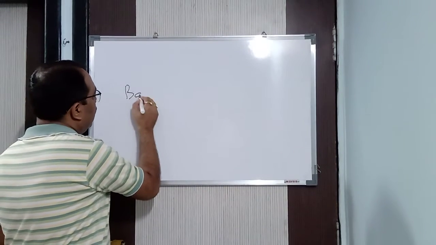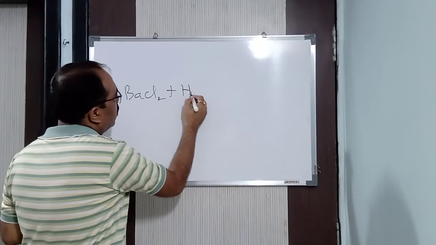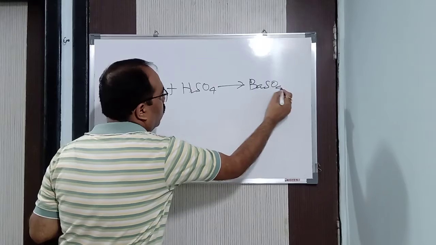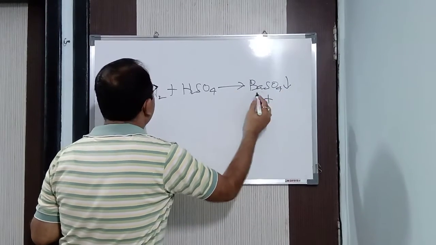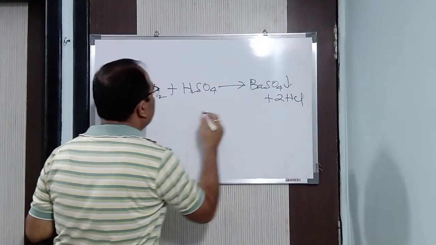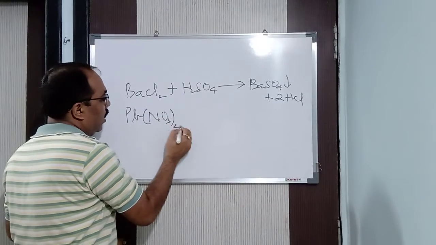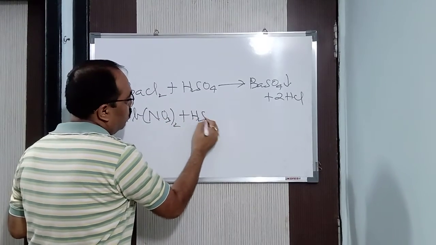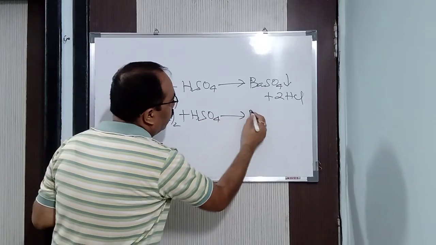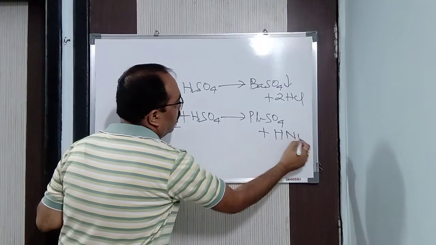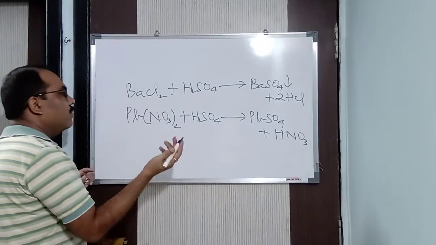This is a reaction. BaCl2 plus H2SO4 will give you BaSO4, a white PPT, plus 2HCl. Similarly, you can also take lead nitrate, Pb(NO3)2, plus H2SO4. You will be getting PbSO4, again a white PPT, and HNO3. That is a double decomposition reaction.